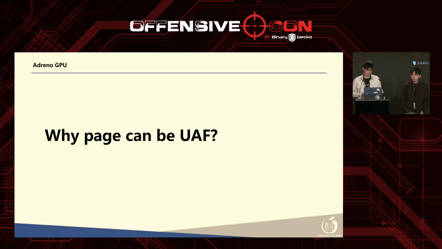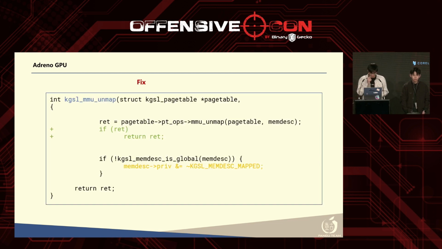And why can the page be a UAF? Maybe in Project Zero, they say the page will be a UAF, but in Adreno, kgsl_mmu_unmap does not check the return code, so it will also process this free, and next it will free the physical page. So we can use the page UAF, but we can change it in the unmap. So this problem is an interrupt.